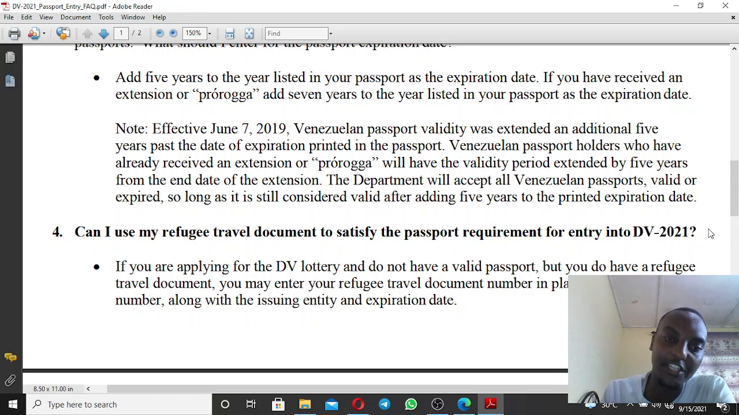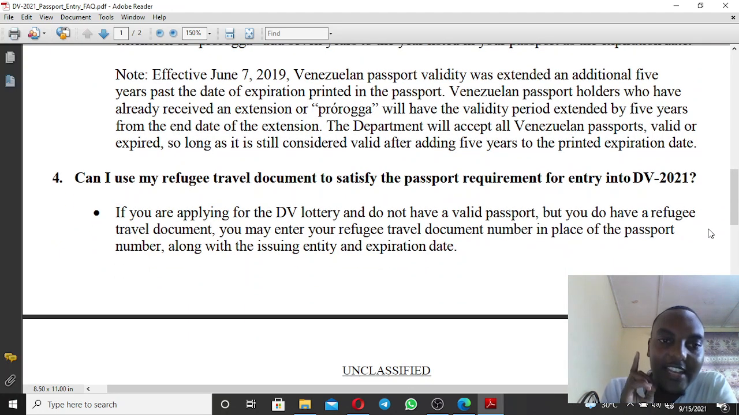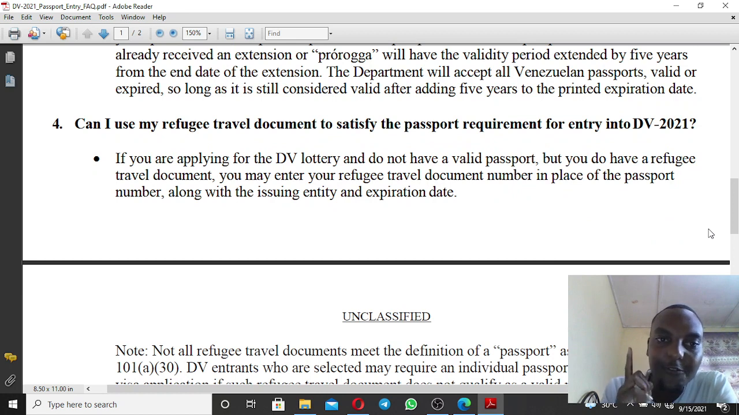The fourth question is, can I use my refugee travel document to satisfy the passport requirement for entry into the DV program? The answer is, if you are applying for the DV lottery and do not have a valid passport, but you have a refugee travel document, you may enter your refugee travel document number in place of the passport number, along with the issuing entity and the expiration date.